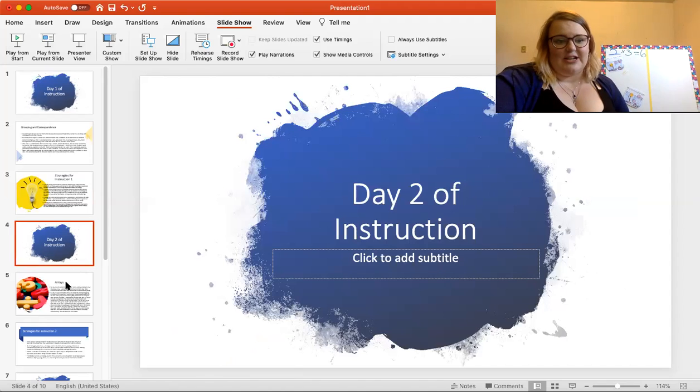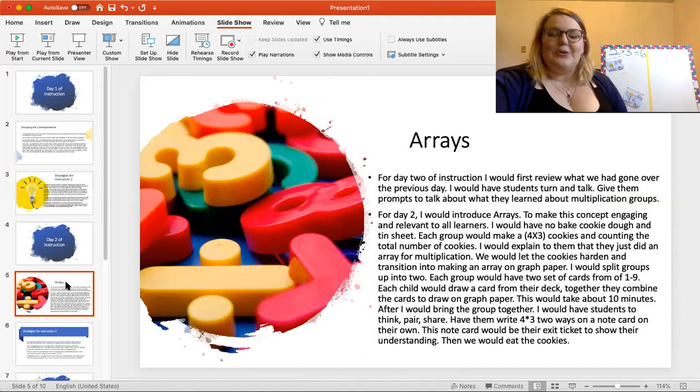For day 2 instruction, it's a little unconventional, but please bear with me. For my day 2, I would introduce arrays for my introduction. I would first review what we had done the previous day, and I would have the students turn and talk to each other and give them prompts to talk about what they learned about multiplication groups.